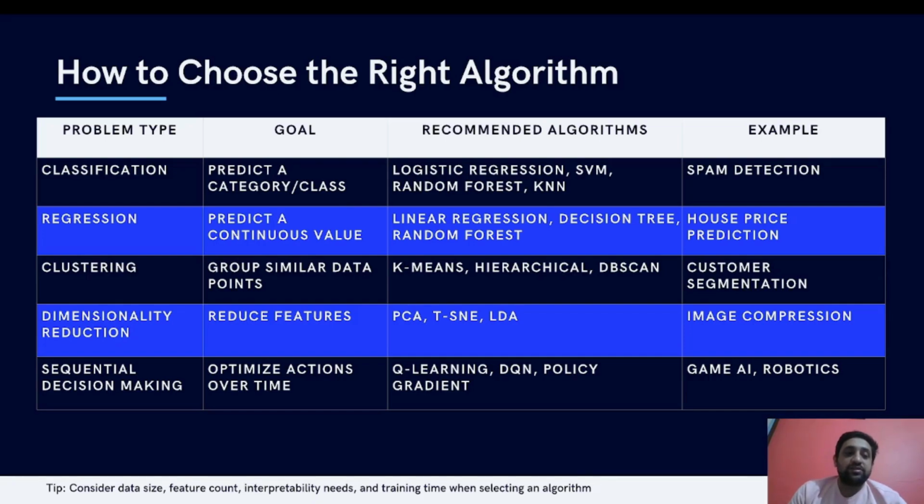For sequential decision making tasks, reinforcement learning algorithms like Q-learning are preferred. Additionally, factors such as data size, number of features, interpretability, and training time should be considered when selecting an algorithm to ensure optimal performance.